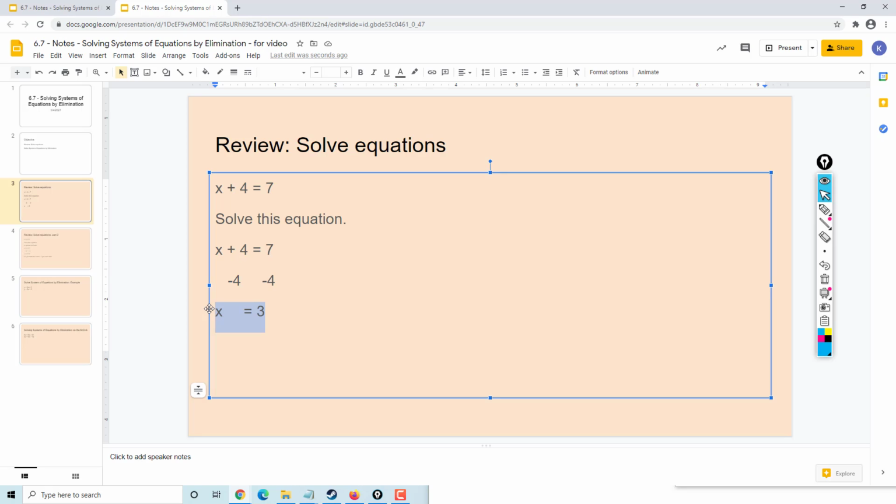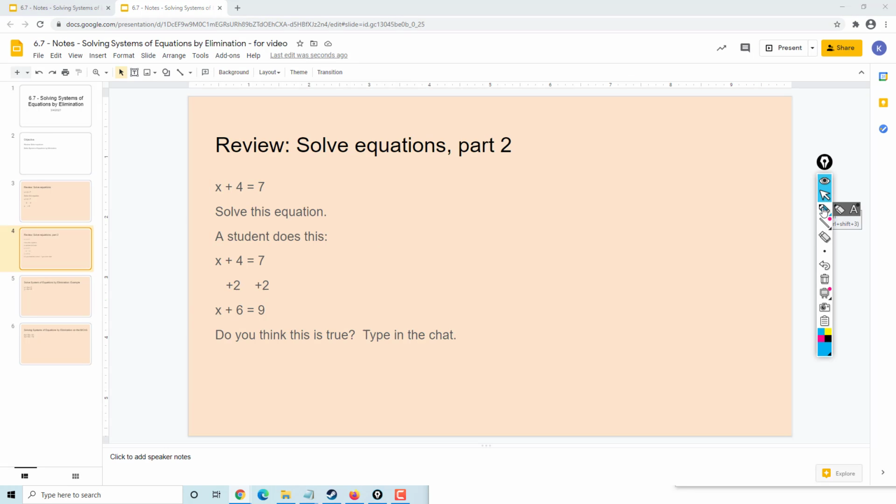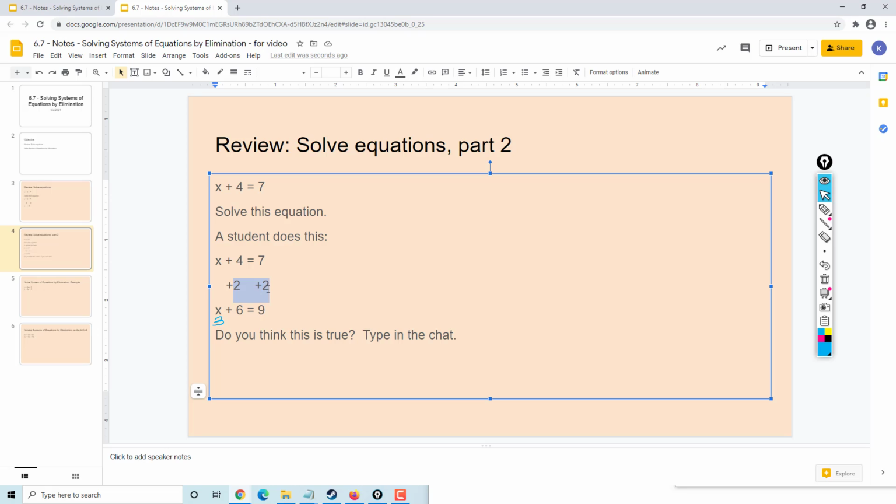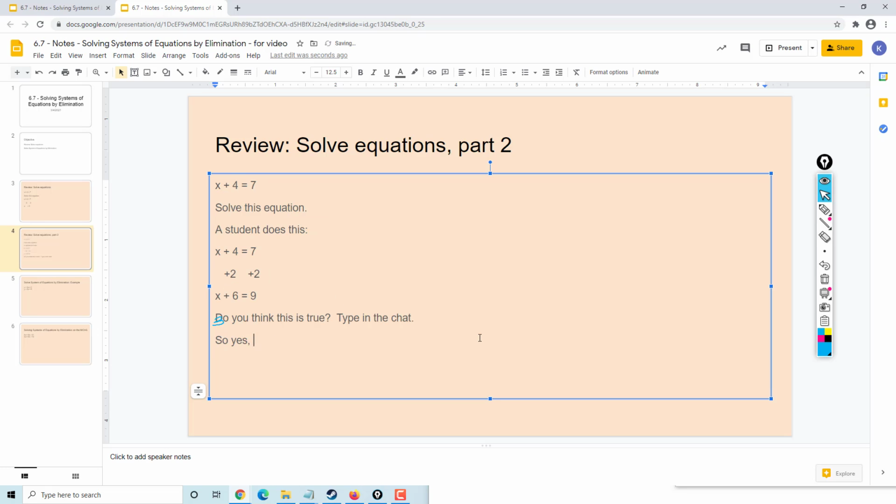Well, we know x is 3. We solved it. 3 plus 6 is 9. So this equation is still true. Of course, you can add the same number to both sides. You can add plus 2 and plus 2 to both sides. So yes, the equation is true.